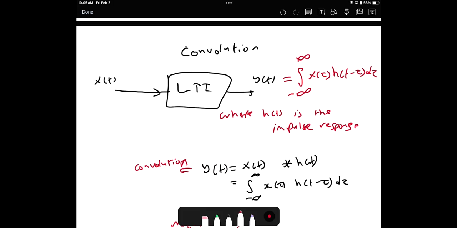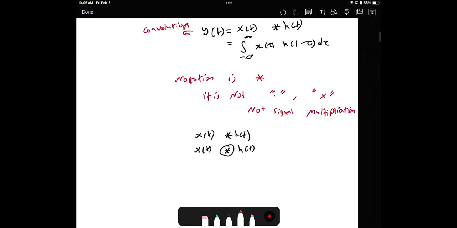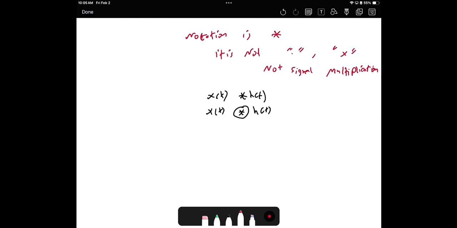Now, the question is, how do we get this result? How do we say it will be x convolved with h, or x of tau, h of t minus tau, d tau? How do we get this result? What's the proof? Here is the proof on the right.